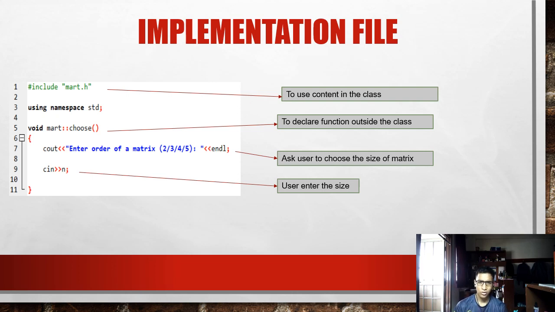I will ask the user to enter the size of the matrix, whether it is 2, 3, 4, or 5, like it said in the question, and then the user will enter the size using cin and cout. This is a basic one.